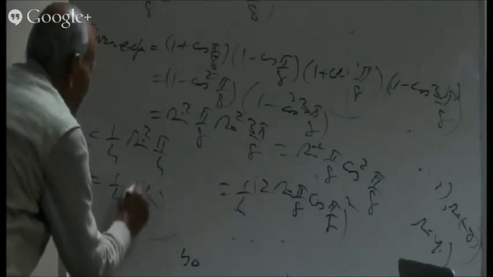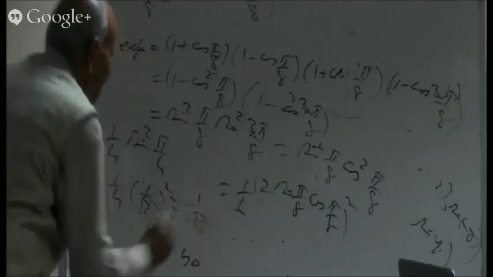So what is sine of pi by 4? 1 by root 2. 1 by root 2 whole square. So 1 by 4 into 1 by root 2 whole square. So is it 1 by 8? So what is our answer finally? What was there, question number 7? 1 by 8. That was the answer to this problem.